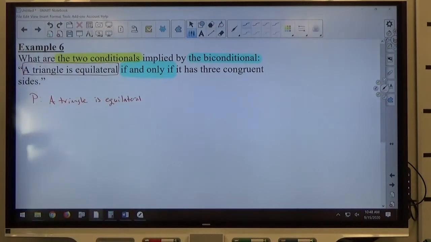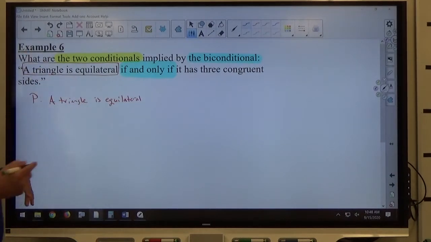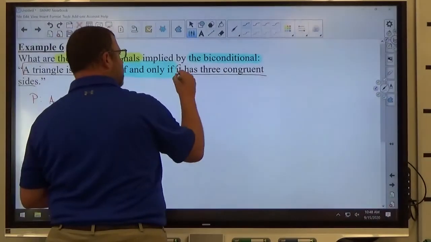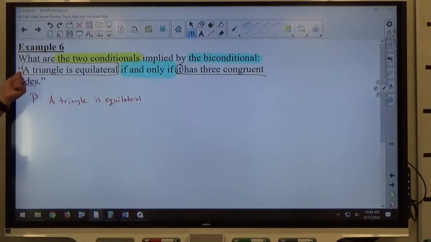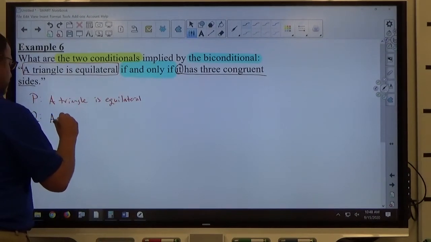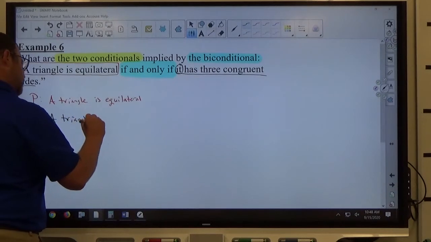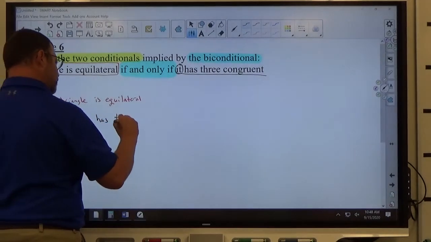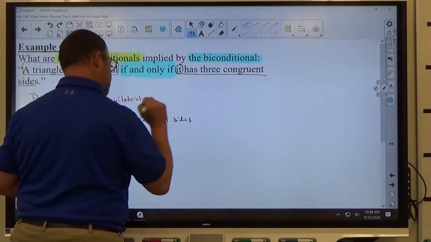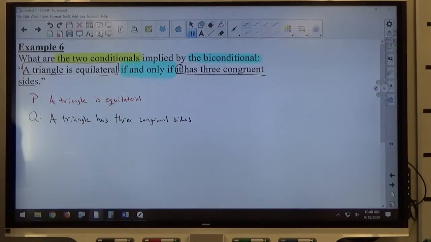The words after if and only if are going to represent the other thing, whatever you didn't decide to use. I've called that P, so the other thing is going to be Q. And it has a pronoun. I would probably myself change the pronoun to whatever that represents. In this case, it is a triangle, right? So the Q statement here is a triangle has 3 congruent sides. So those are two statements of either hypothesis or conclusion in this specific problem.